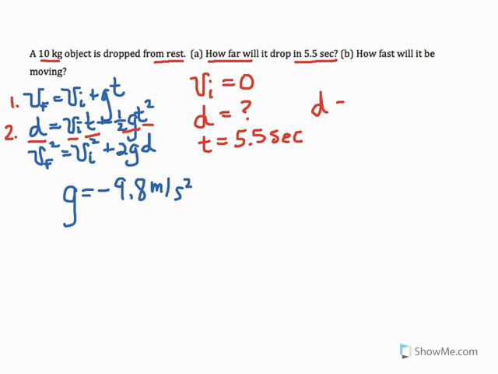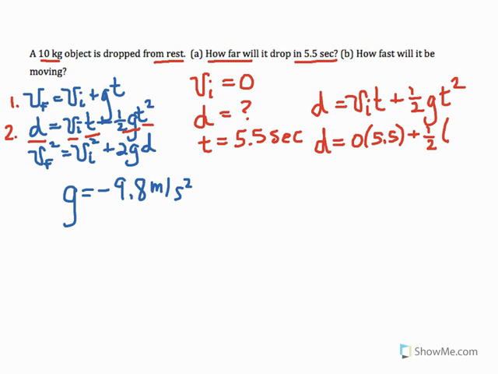So let's write our equation down: the distance equals the initial velocity times time plus 1/2 g t squared. The distance is what I'm looking for. How far will it drop? So the distance is going to equal 0, that's my initial velocity, times 5.5 plus 1/2 times negative 9.8 times 5.5, and don't forget to square that. The 0 times 5.5 is going to be 0. That whole term cancels out because anything times 0 equals 0.